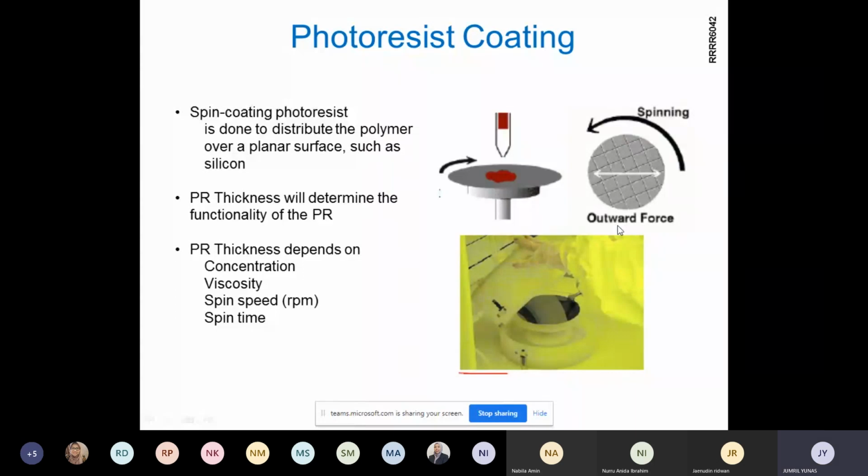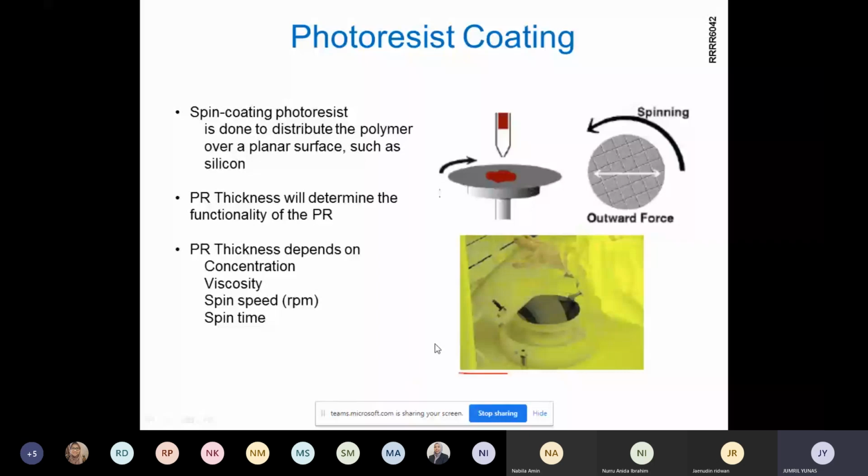This thickness depends on the concentration of the material, the viscosity, the spin speed, or RPM. High RPM will reduce the thickness because the photoresist will spread out more. And also it depends on the spin time.